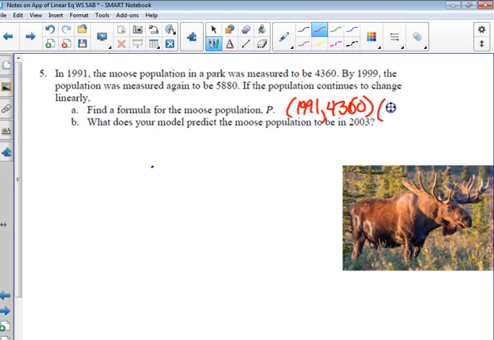And your other ordered pair would be 1999 and 5880. Is that right? Okay. So you would find the equation of the line for part A, and then for part B, you would put in 2003, right?